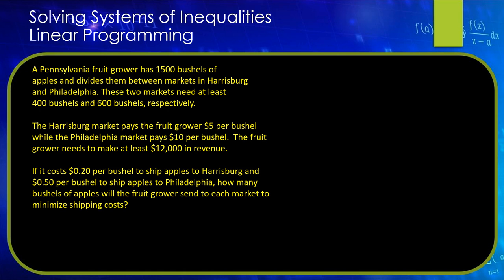The Harrisburg market pays the fruit grower $5 per bushel, while the Philadelphia market pays $10 per bushel. The fruit grower needs to make at least $12,000 in revenue. If it costs 20 cents per bushel to ship apples to Harrisburg and 50 cents per bushel to ship apples to Philadelphia, how many bushels of apples will the fruit grower send to each market to minimize shipping costs?